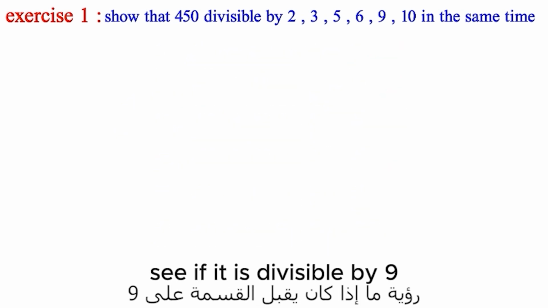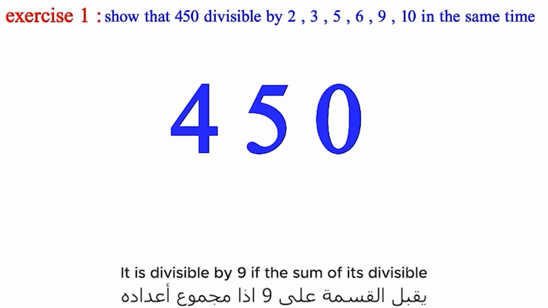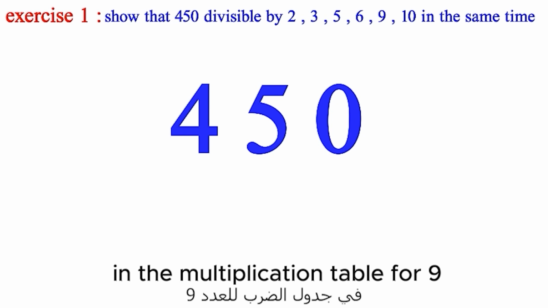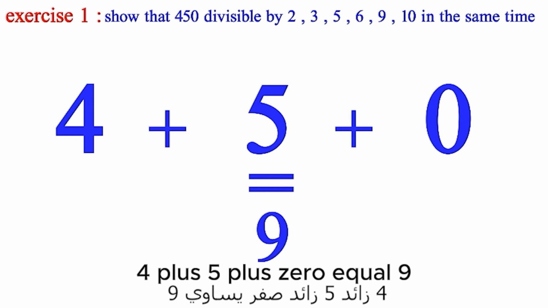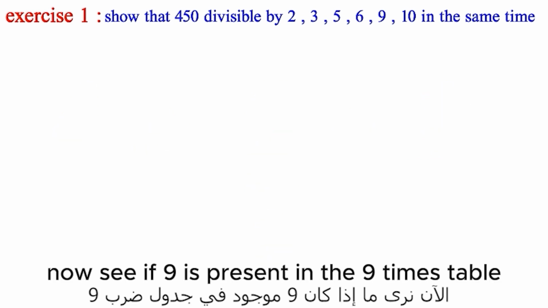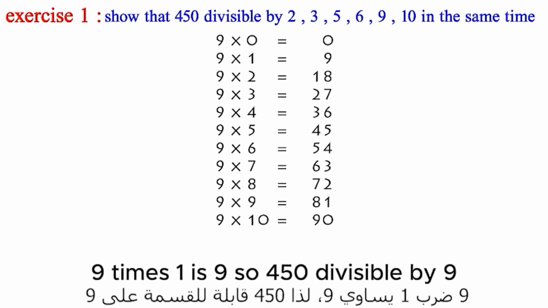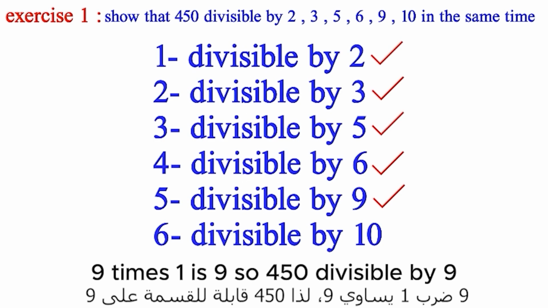See if it is divisible by 9. It is divisible by 9 if the sum of its digits is in the multiplication table for 9. Let's add the digits. 4 plus 5 plus 0 equals 9. Now see if 9 is present in the 9 times table. 9 times 1 is 9, so 450 is divisible by 9.